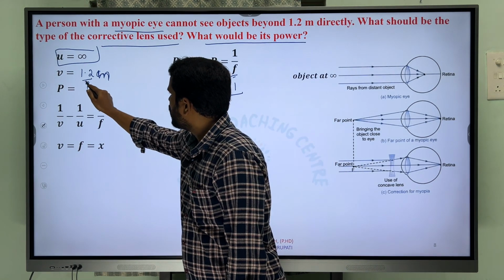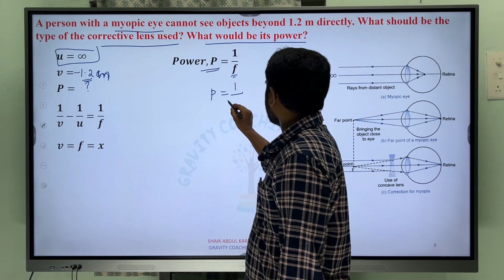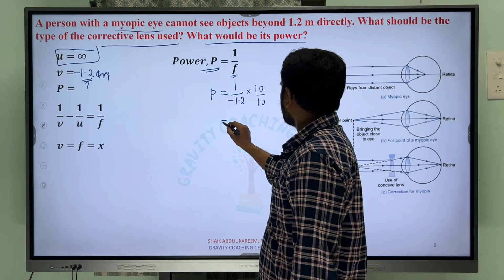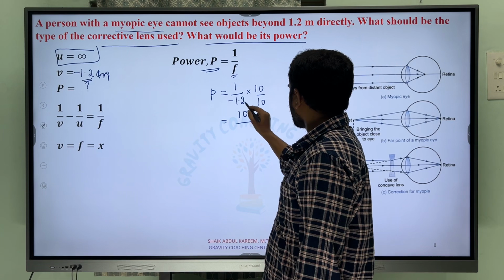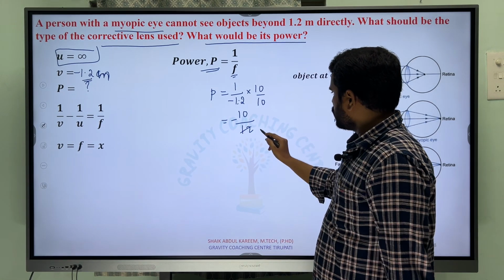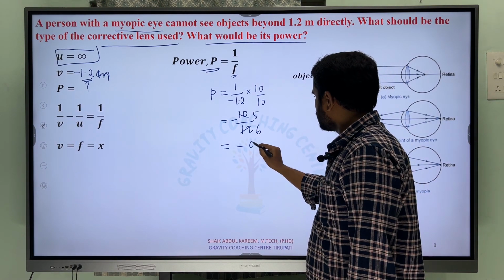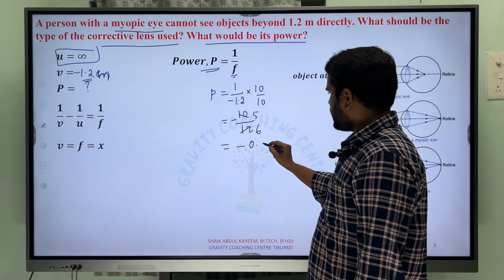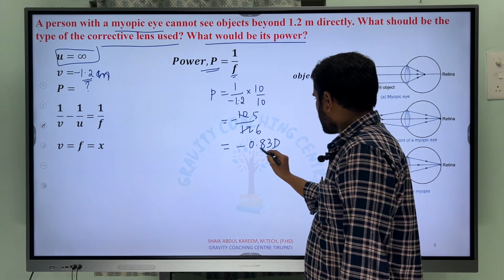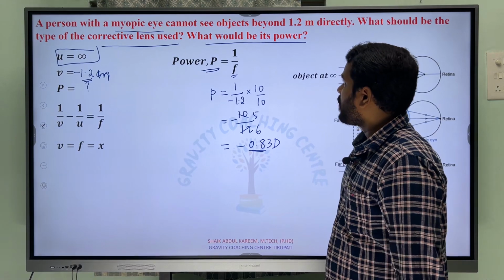v is equal to minus 1.2. Minus 1.2 into 10 by 10. That will be equal to 10 ones are 10 by 1.2 into 10, 12. So minus. What can we do? 2 6s are 12, 2 5s are 10. If you divide this, minus 0. 6 8s are 48, 2 will be left. 6 3s are 18. Okay. Minus 0.83 diopter. This is the power.